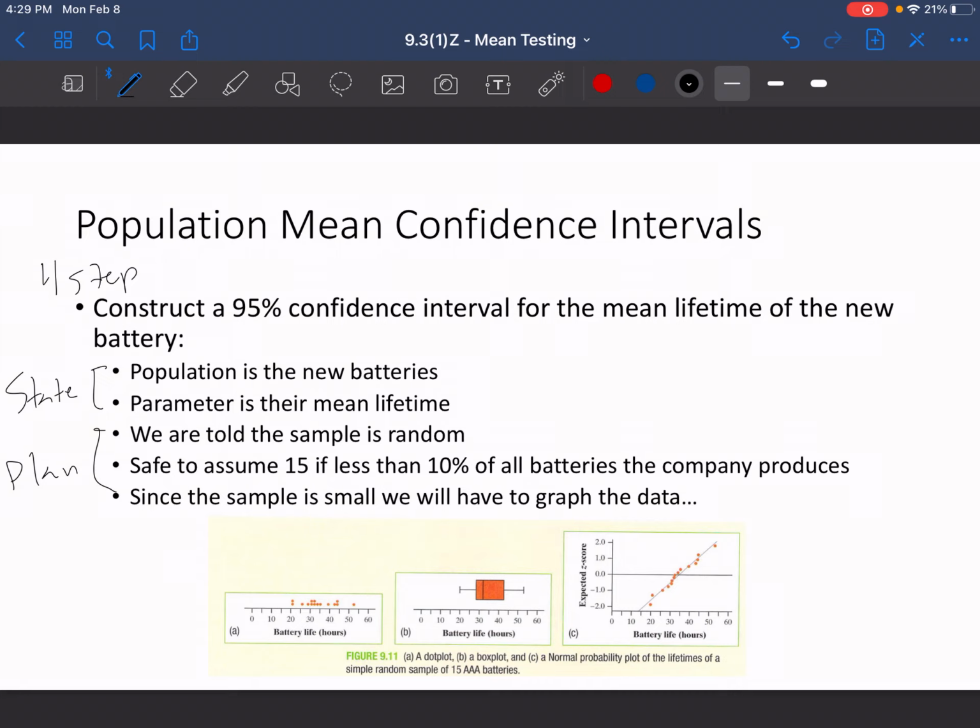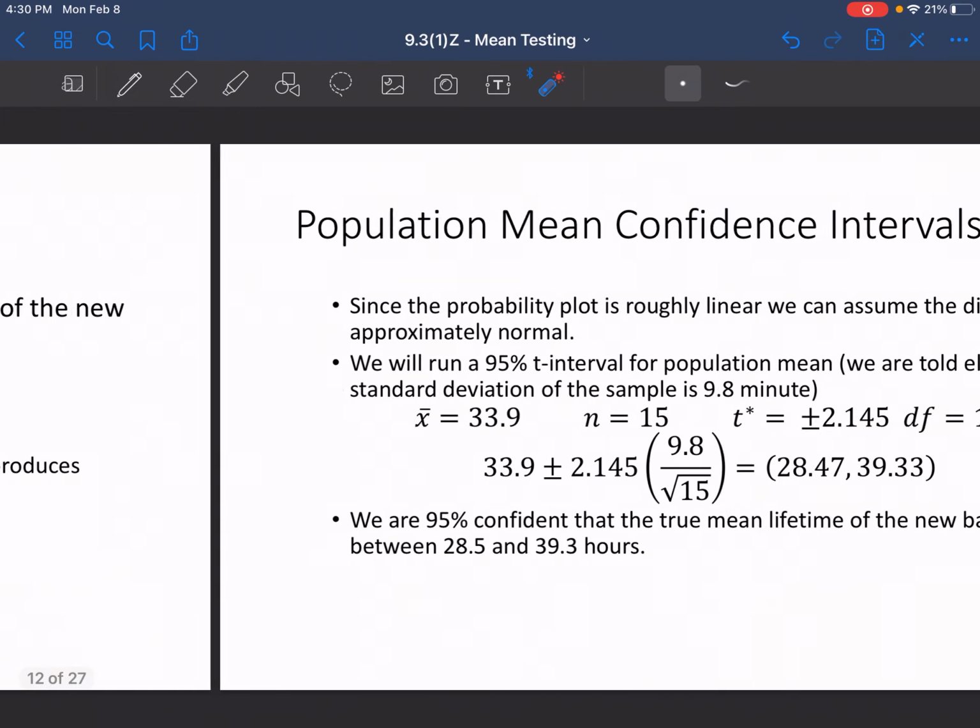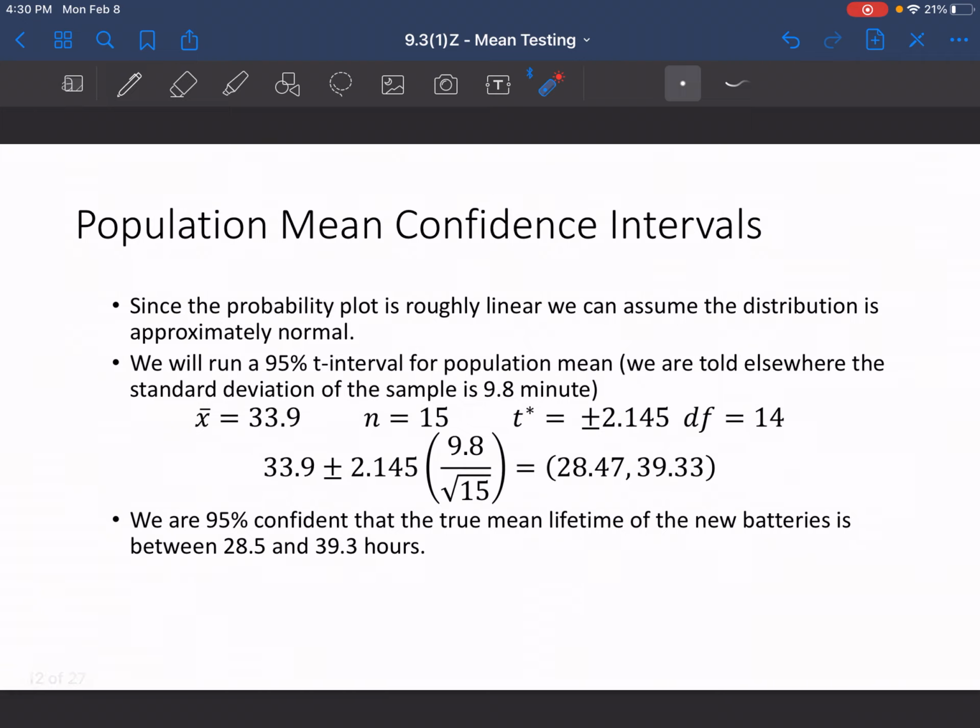So what we need to do is graph the data and see whether or not it's normal. And it's kind of hard to tell. This is approximately normal, but it's still a little hard to tell whether that's normal or not. But if we look at the box plot or the normal probability plot right here, we can tell that the data is going to be fairly normal, mostly because all of the data sits fairly close to that line, or it takes a linear form. So since the probability plot is roughly linear, we can assume that the distribution is approximately normal.